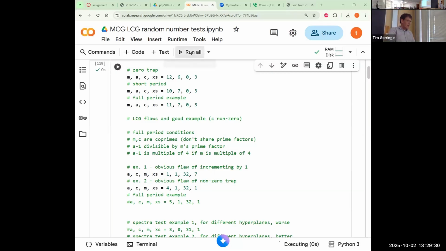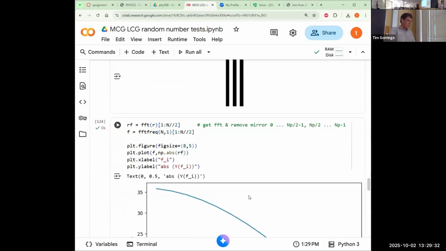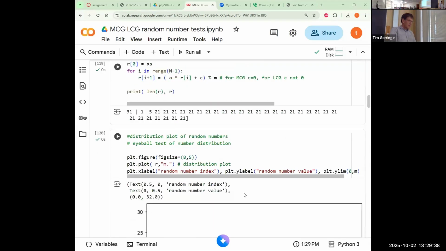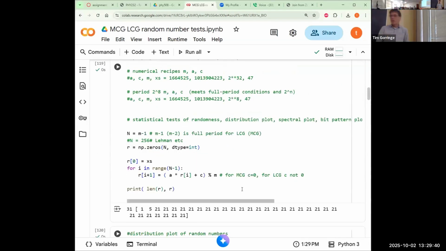Let me run all. Here's my sequence of random numbers. Again, not very random, but in this sequence, there's another track that I got stuck in. I got stuck in 21. Because 21, when you calculate with that multiplier and that offset, and in that modulo of 32, you get 21 again. So that becomes another trap.